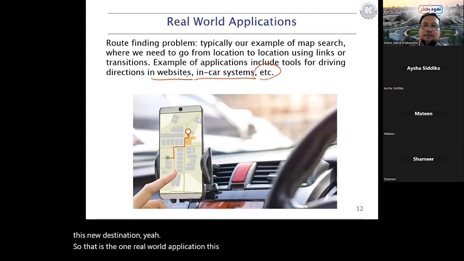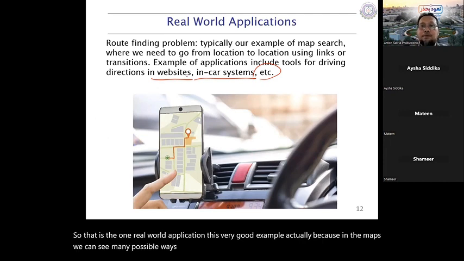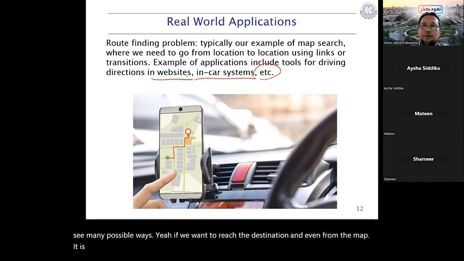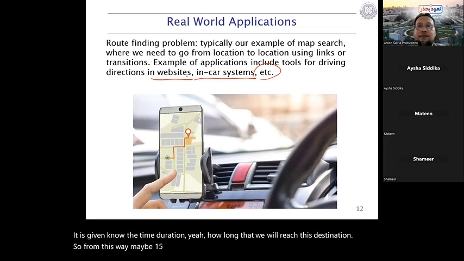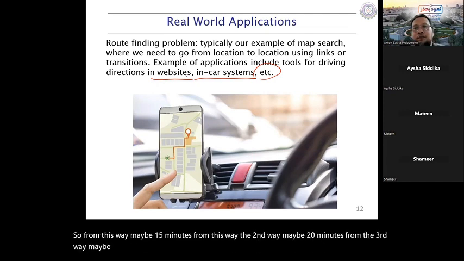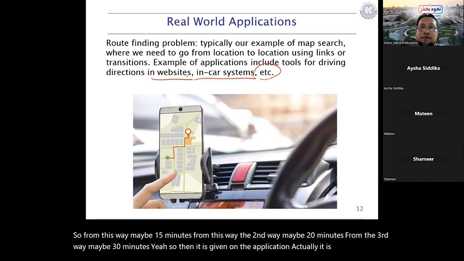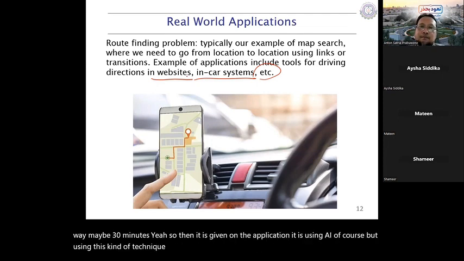This is a very good example, because in the map we can see many possible ways to reach the destination. Even the time duration is given, how long it will take to reach the destination. From this way maybe 15 minutes, the second way maybe 20 minutes, the third way maybe 30 minutes. It is given in the application. Actually it is using AI, of course, using this kind of technique for optimization.